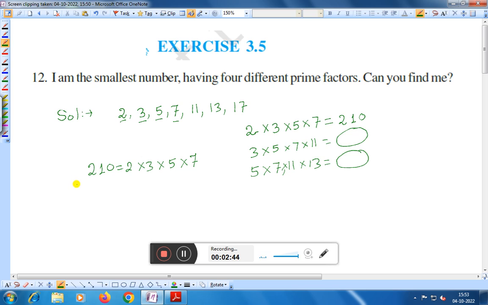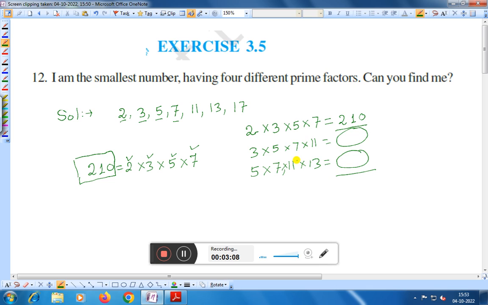Here, the question is, I am the smallest number having 4 different prime factors. You will see that there are 4 different prime factors, 2, 3, 5, 7. If we multiply, we are getting the smallest number, that is 210. If we multiply more than that, that is 3, 5, 7, 11, we are getting greater than 210. Right? If we multiply 5, 7, 11 and 13, we will get greater than 210.